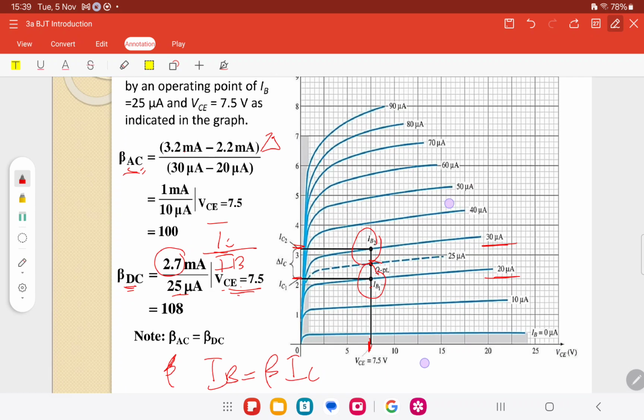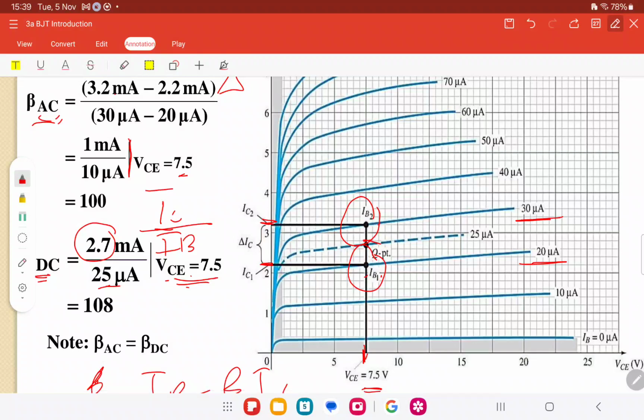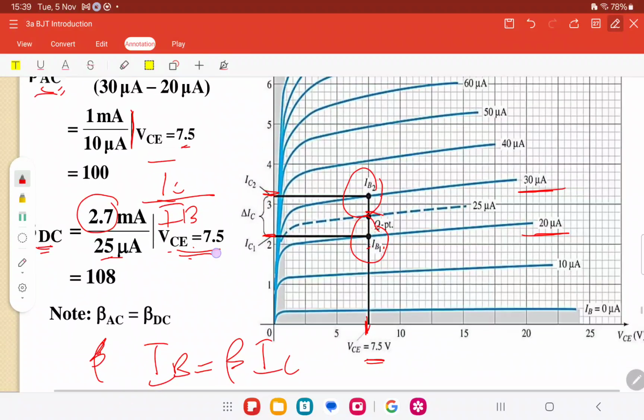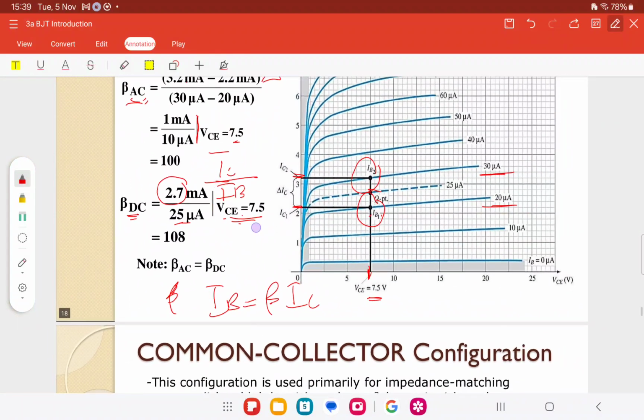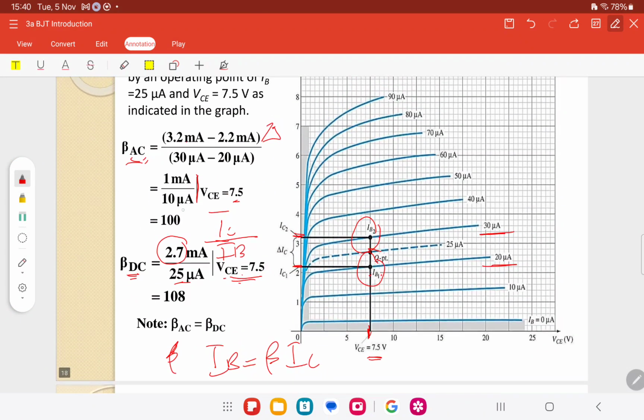Ni kat sini ni. Ni, yang ni. Sebab tu dia tulis macam ni, at VCE equals to 7.5. So this is the point yang kita guna dalam this calculation lah. Okay. And kat bawah dia tulis, note that beta AC equals to beta DC. So biasanya the value tak akan lari jauh lah.